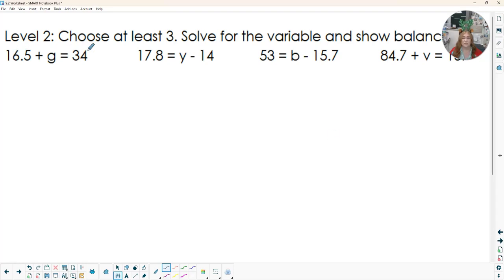So this time we have to choose at least 3 of these. We're going to solve for the variable and we have to show balance. So I will do 2 of them with you, and then you need to pick a 3rd one to try on your own. So I'm going to try this one here. So I want G by itself. So I'm moving 16.5 to the other side. G by itself. So we have 16.5.